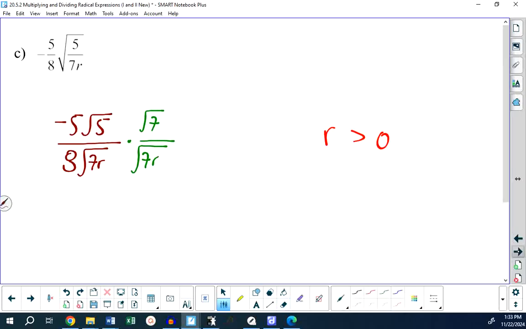I feel sometimes it's obvious, but I better make sure you understand. We do not want to multiply top and bottom by 8 as well, only the radical. If you do multiply top and bottom by 8, I guess that's okay. You're just going to end up canceling them later because you have to reduce those numbers down. We're almost done here. This is negative 5 root 35r over 8 times 7r.